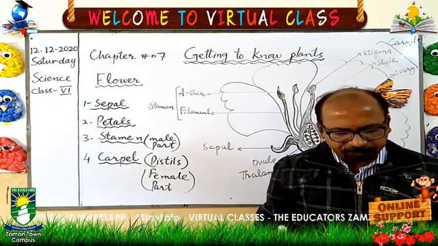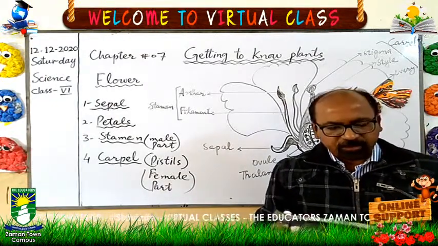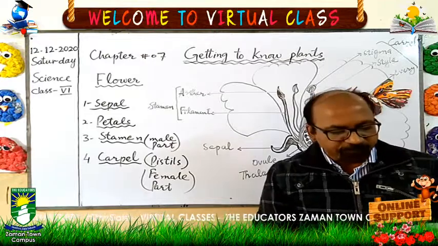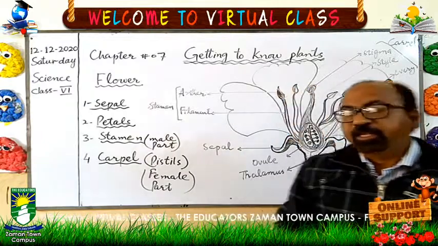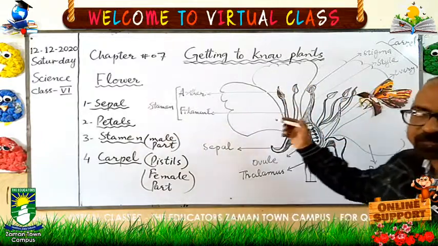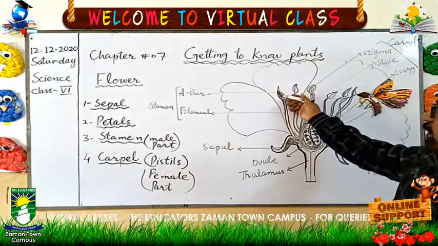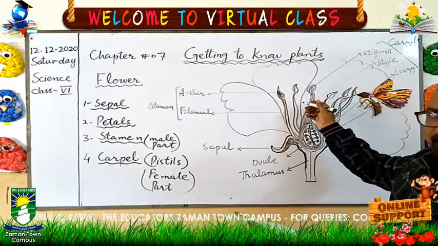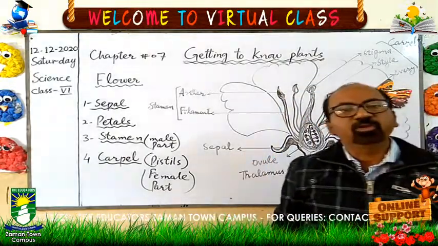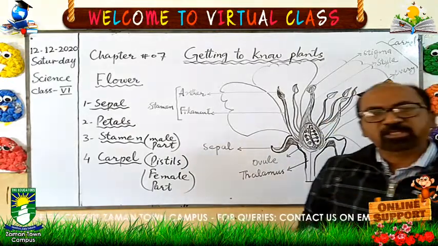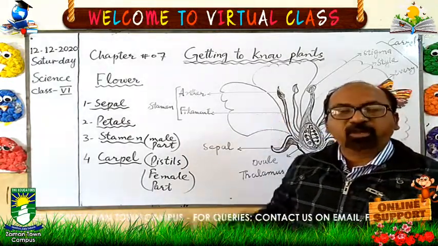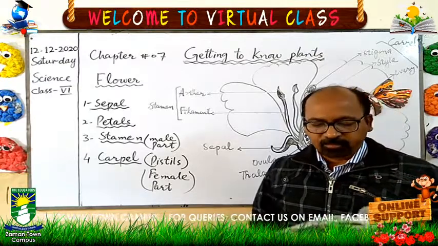Now come to the functions of the flower. There are three main functions of flowers. Flowers help in reproduction. Reproduction is a process when male and female parts fuse and produce new young ones or new plants. Flowers play an important role in reproduction.